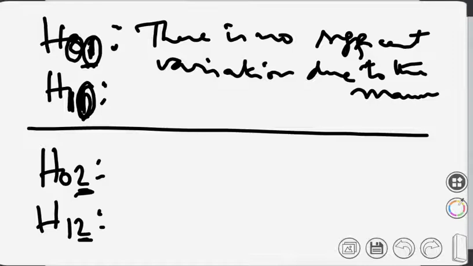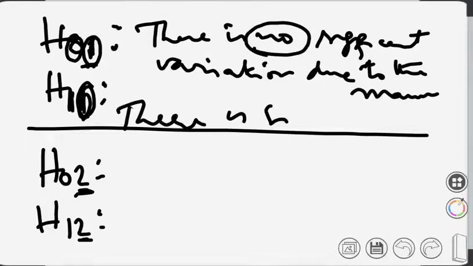That's the null hypothesis. And the alternate hypothesis is there is significant variance. So the null hypothesis: there will be no significant variance, and the alternative hypothesis: there will be significant variance due to the fertilizers. Yes, sir. So that is the null hypothesis.